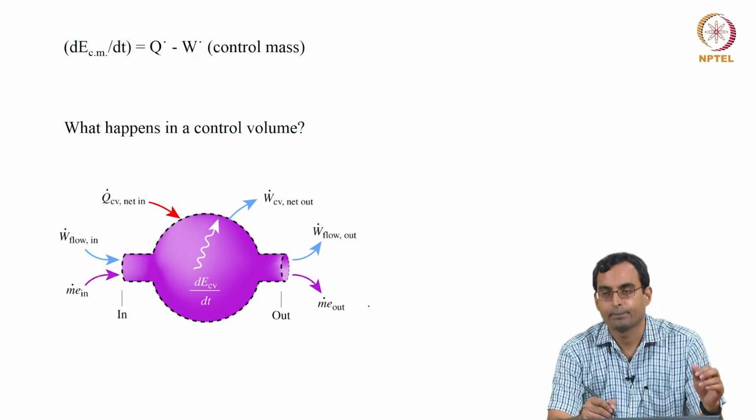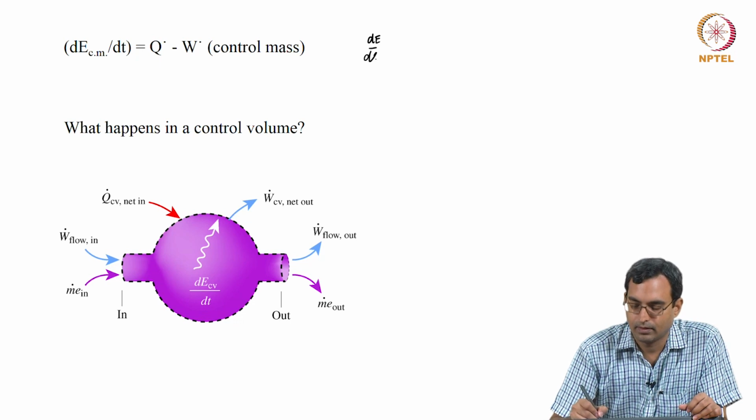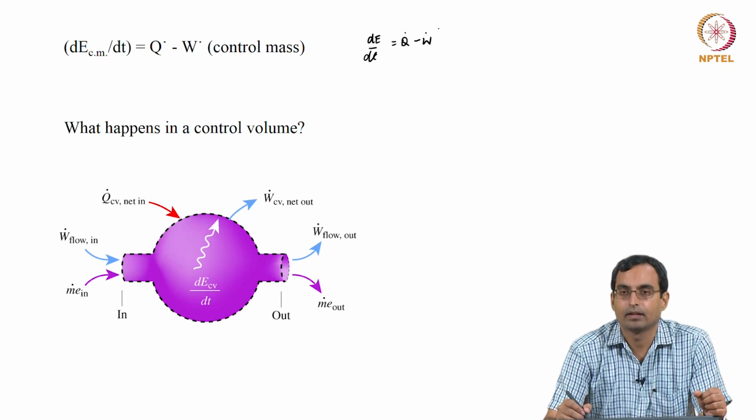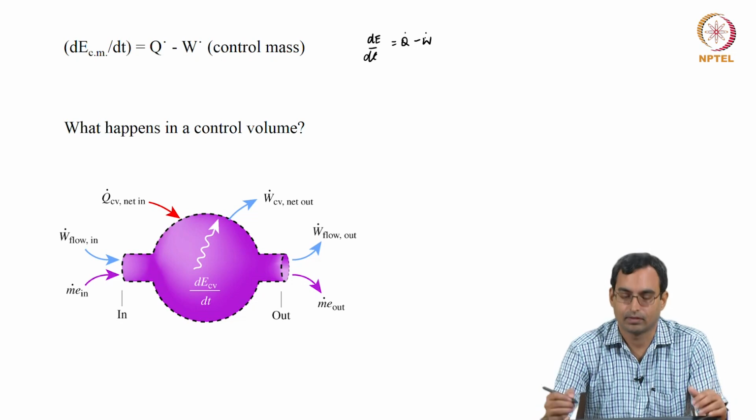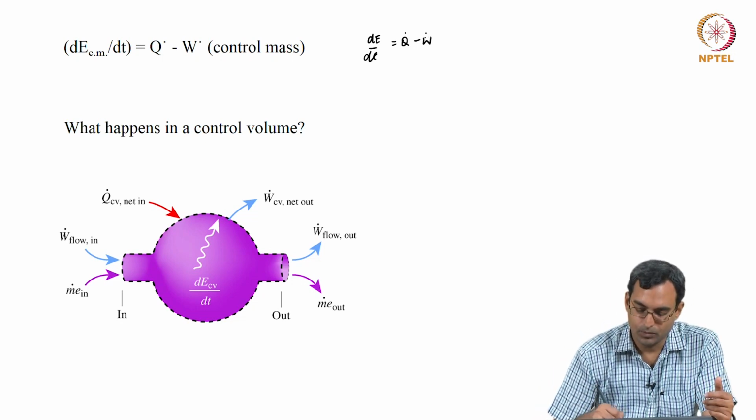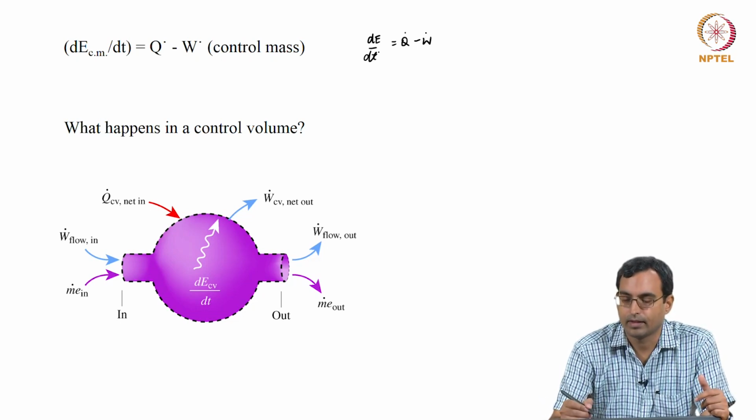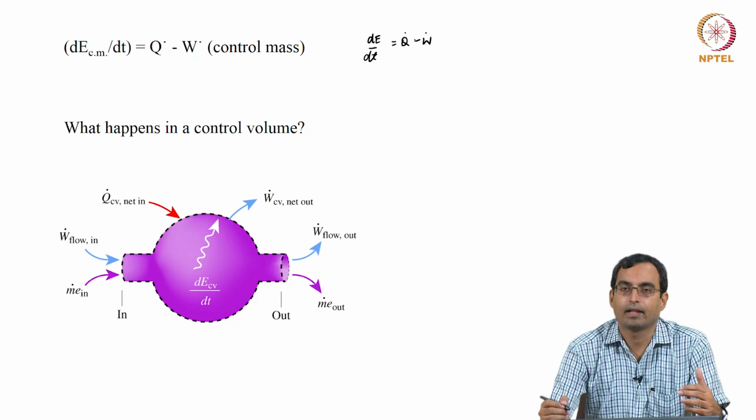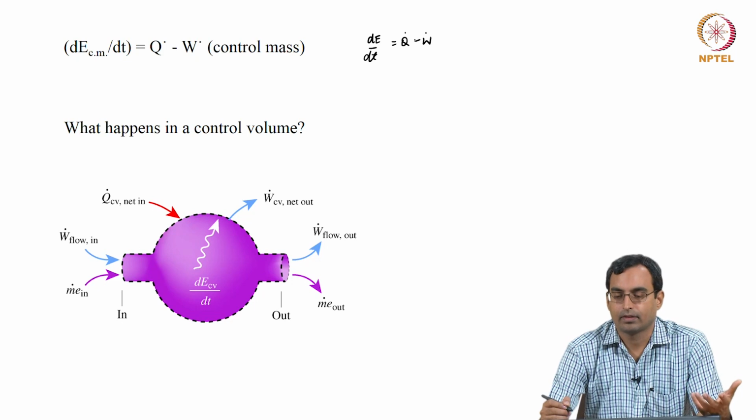So, for the control mass, we saw that the rate equation is of this form. We said it is dE by dt is equal to Q dot minus W dot. Now, the question is what happens in a control volume? This is all right for a control mass because the mass is fixed. There is energy being transferred across the boundary, but the mass itself does not change. But there is a little more complication in the case of a control volume, because not only can I have energy being transferred across the boundary or work done across the boundary, I can also have mass coming in. And the mass coming in can come with some kinetic energy, it can come with some potential energy, it can also come with a different temperature.